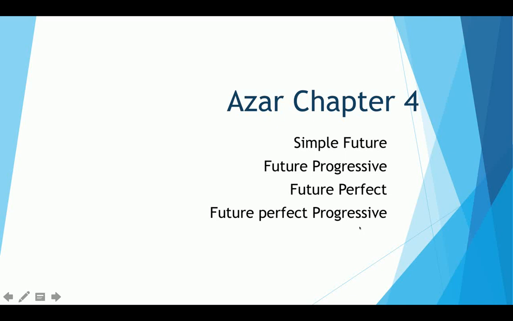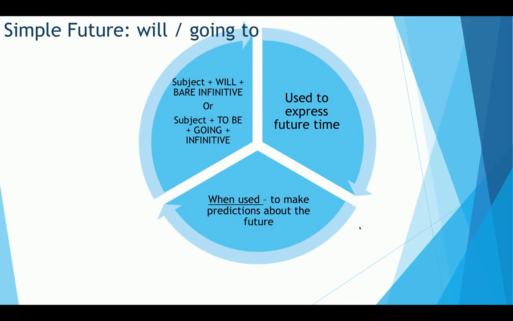Azar Chapter 4. This chapter covers the simple future, future progressive, future perfect, and future perfect progressive. Let's start with the simple future. You can express future using will or going to.